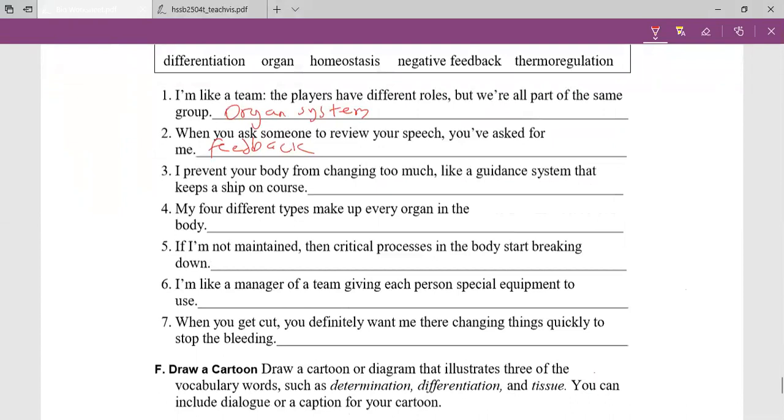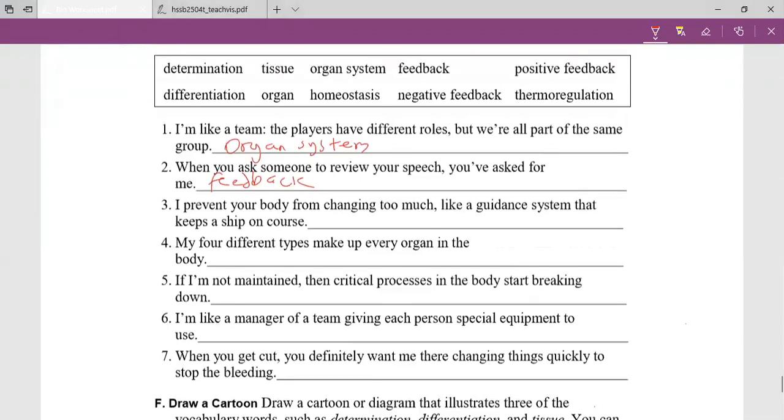I prevent your body from changing too much, like a guardian system that keeps a ship on course. Homeostasis. Don't be surprised if you see weird questions tomorrow.